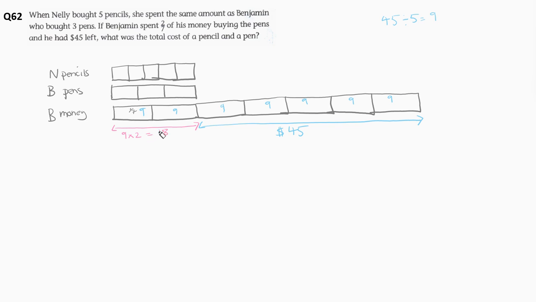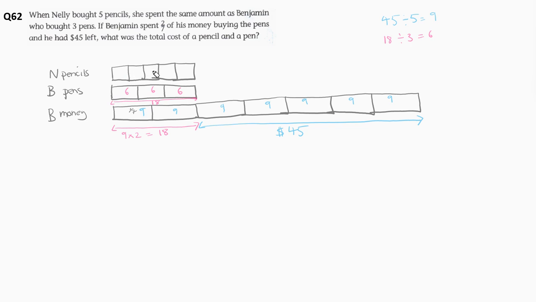This is all money, so this is $18. This bar has a value of $18. And if this bar has a value of $18, this bar has a value of $18 too. Okay, this is also 18. And if we divide 18 by 3, we're going to get 6. 18 divided by 3 is 6. So each of these pens costs $6.